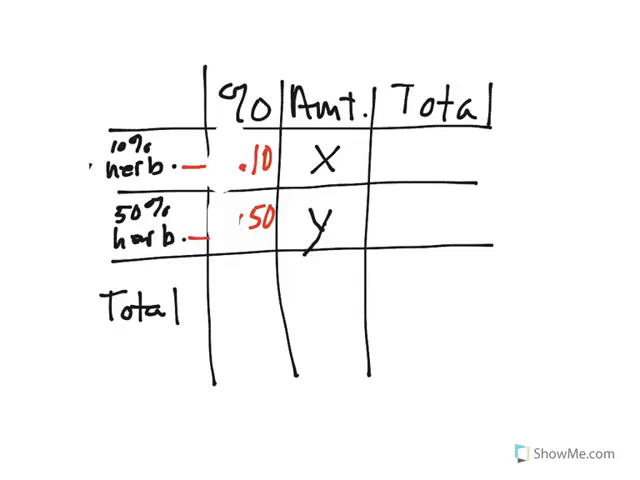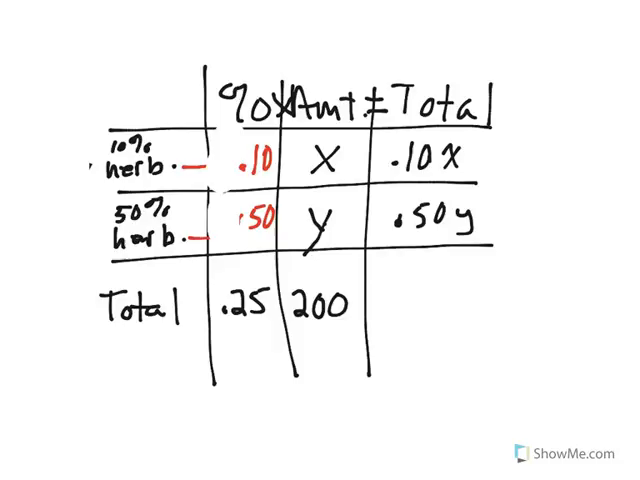Now our total for the 10% herbicide, we multiply going across, and that gives us our total. So 10% or 0.10 times x is 0.10x. 0.50 times y is 0.50y. Now our total amount from the problem said that we want 200 gallons. And we want that 200 gallons to be 25% herbicide. So our total is 0.25 times 200.